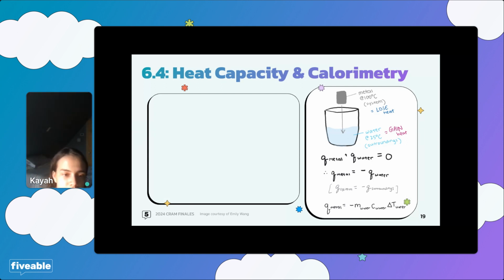So in this diagram on the right, you have a metal at 100 degrees Celsius, which is the system, right? And you're placing it in water at 25 degrees Celsius, and that is the surroundings. So the metal is at a much, much higher temperature, 100 degrees Celsius versus 25 degrees Celsius. When you place that metal in that water, the heat will transfer from the metal to the water. So again, we see that from high temperatures to low temperatures, there's that heat transfer. The metal will lose heat while the water will gain heat, right?